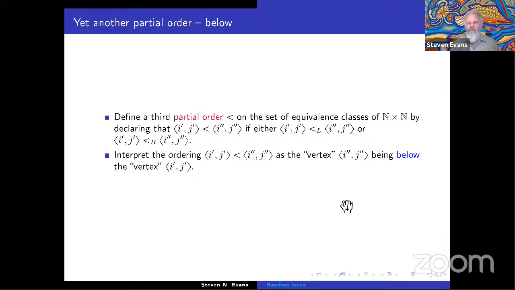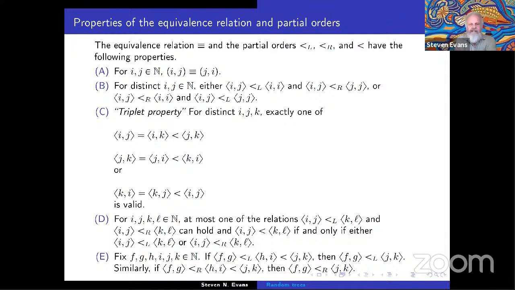And a third partial order just below, which means either below and to the left or below and to the right. Okay, I realize this slide's got a lot on it, but the stuff that's on here is quite trivial. This equivalence relation and the partial orders below and to the left, below and to the right and below have the following properties. First of all, IJ is equivalent to JI, so that's just saying the most recent common ancestor of IJ is the same as the most recent common ancestor of JI.